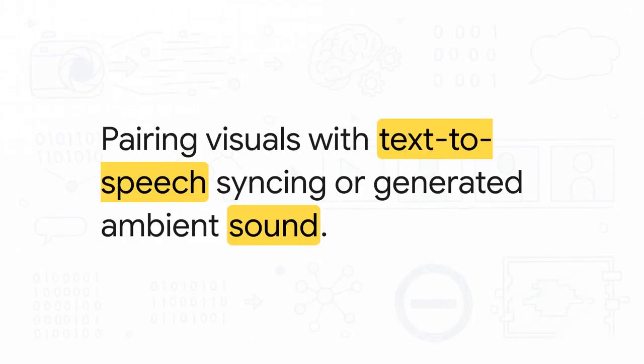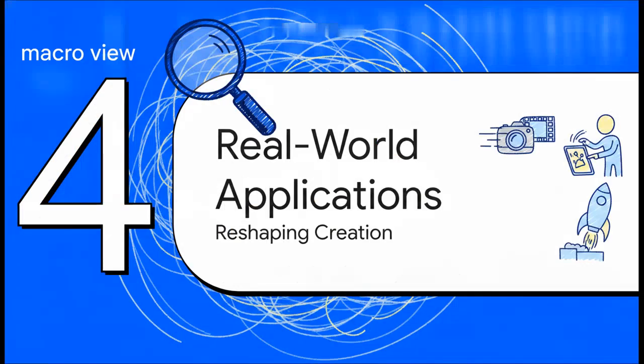Oh, and by the way, these aren't just silent movies anymore. This visual magic is usually paired with a totally separate audio pipeline. AI tools can sync generated text-to-speech right to the video, and even more impressively, the newer systems are generating synchronized ambient sound and sound effects right alongside the visual generation itself. All right, let's zoom back out to the macro view for a second to answer why this matters right now. Part 4, real-world applications, reshaping creation.